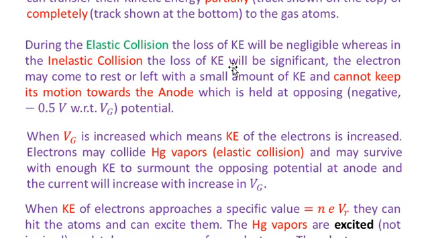So this indicates a discretization of atomic levels in mercury atoms and also in other atoms if we generalize this.